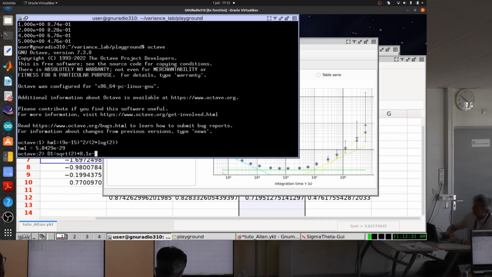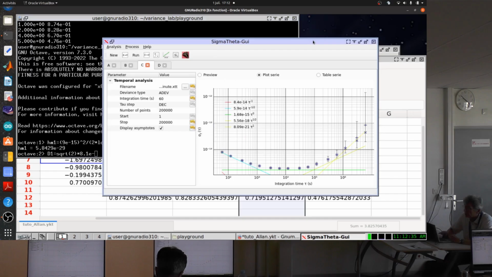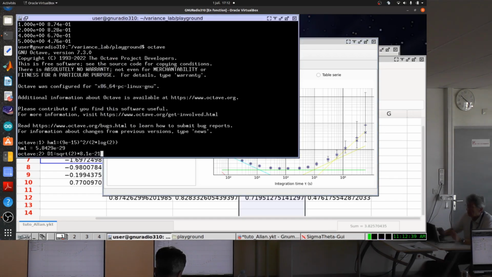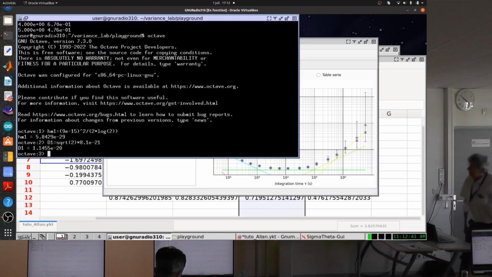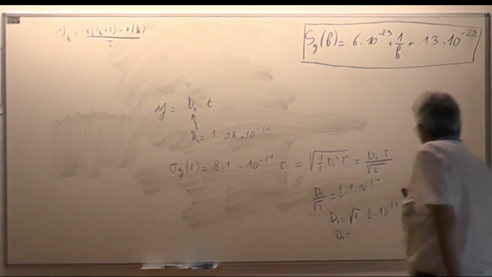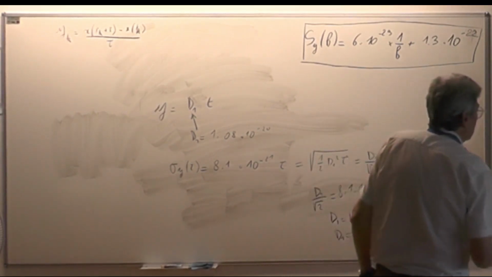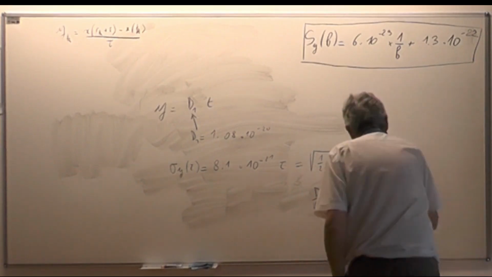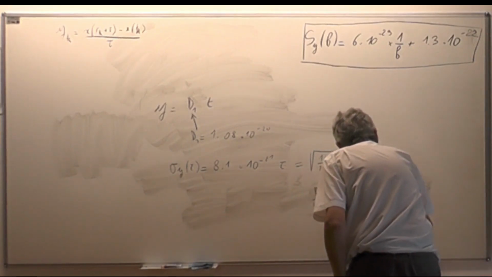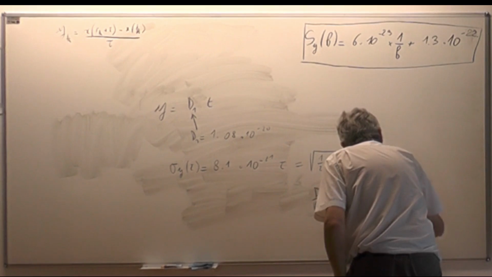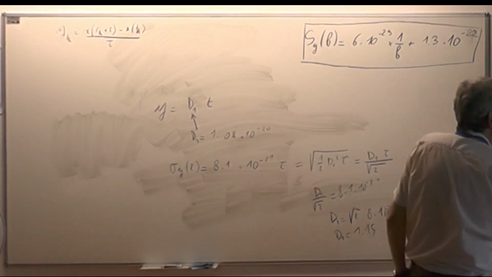Minus what? I don't remember. It's written here: 10 to the minus 21. And then obtain approximately 1.15 10 to the minus 20.